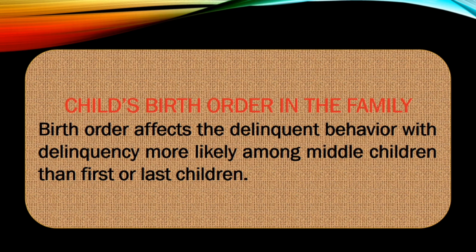Dahil nga, for example, tatlo kayong magkakapatid. Yung panganay, nabigyan siya ng attention, most attention. The second child, of course, may attention yan, pero hindi na katulad ng attention na naibigay sa first child. And then, yung third child, ito yung mga experiences ng parents kung paano niya napalaki yung dalawang anak niya. So, mostly daw na ang nakakakomit ng crime ay yung mga first or last children. Pero yung middle child, hindi naman siya mostly nakakomit ng crime.